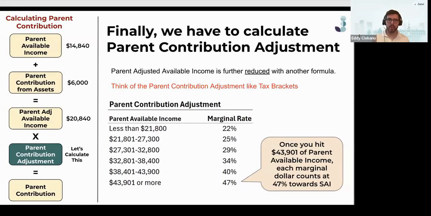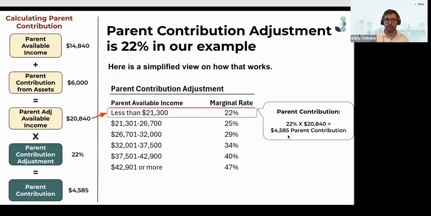So the maximum marginal rate will be 47%, and that's only on any value above $43,901. So we multiply by the marginal rate, and in this case, our situation is 22%. And so that brings us to a final parent contribution of $4,585. So we have two adjustments to make. I know, again, it's a little bit of a complicated formula, but now we go from the total available income, $14,840, to the final parent contribution of $4,585.